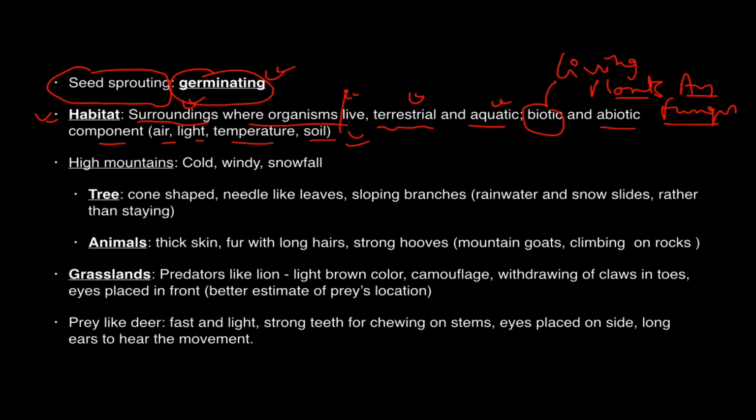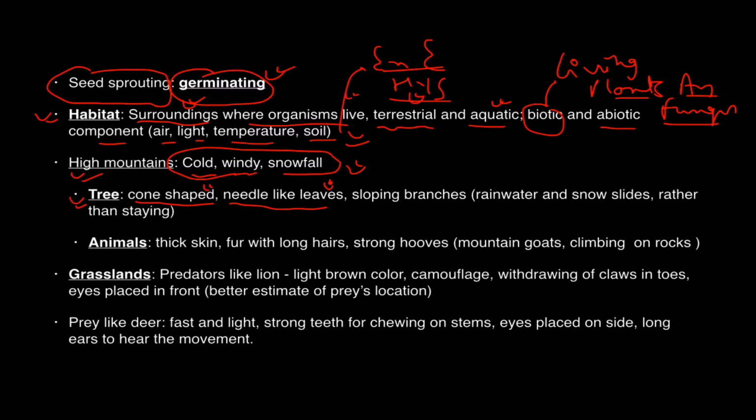I have dealt with this in extreme detail in the environment and ecology plus high yield series, so you can watch over there. Now high mountains have cold, winds and snowfall etc. These conditions prevail in the high mountains. So the trees will be cone shaped and they have needle-like leaves so that whenever snowfall occurs it does not break the trees. If the snow stays on top, then the tree will break.